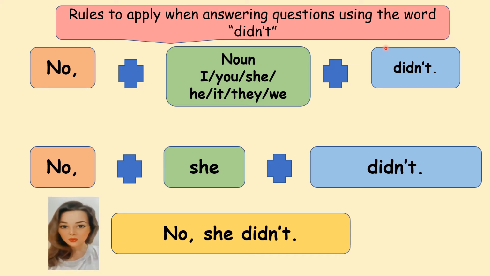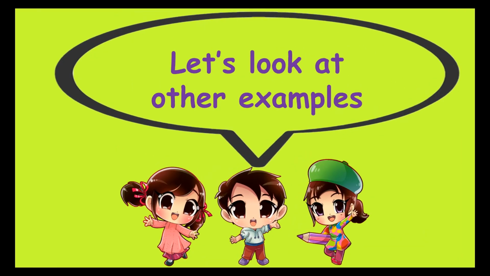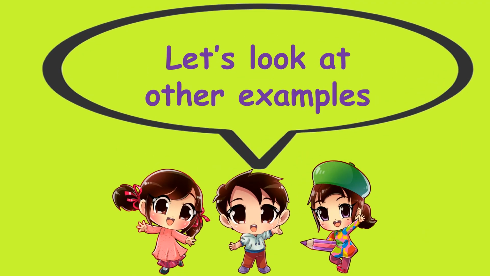Okay, so now let's look at the given example here. Start with no, comma, and the pronoun she is used here as an example. Then the answer ends with the word didn't and full stop. Did she swim? To answer no, we say no, she didn't. Remember, didn't is did not. Now let's practice by looking at other examples.